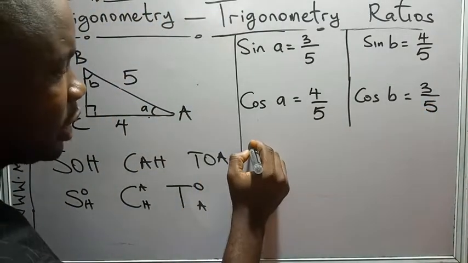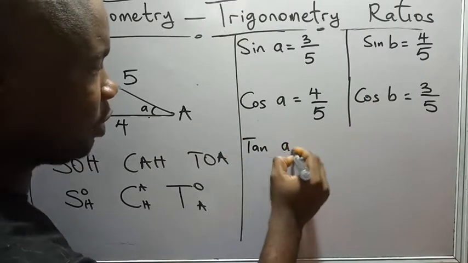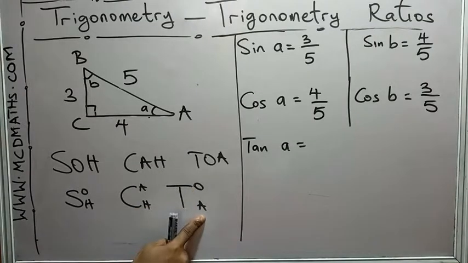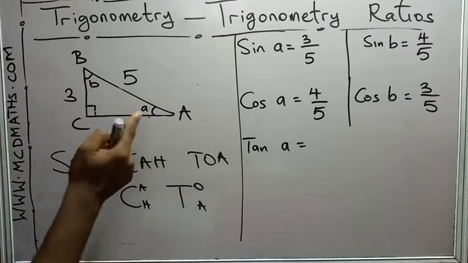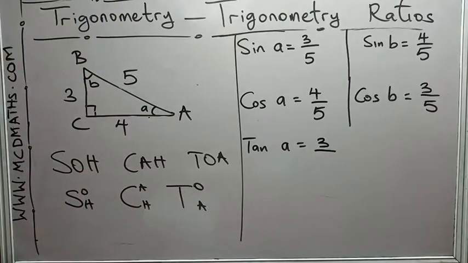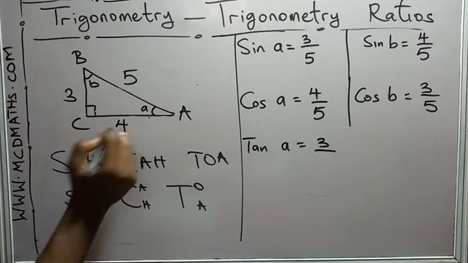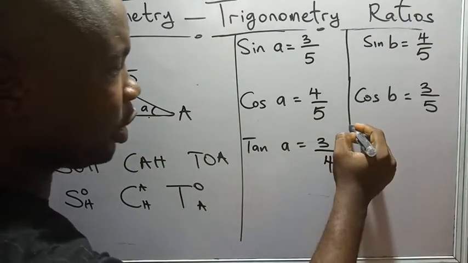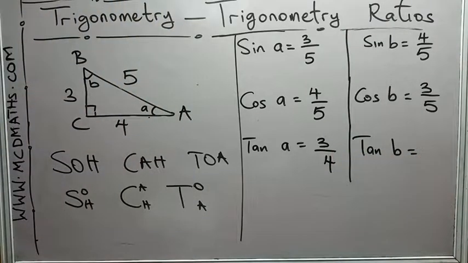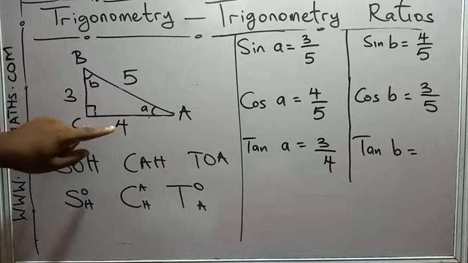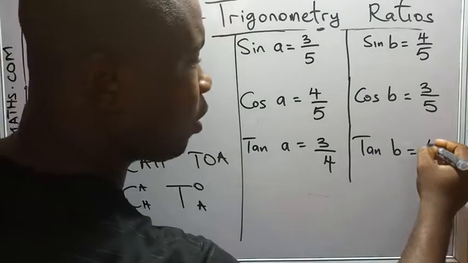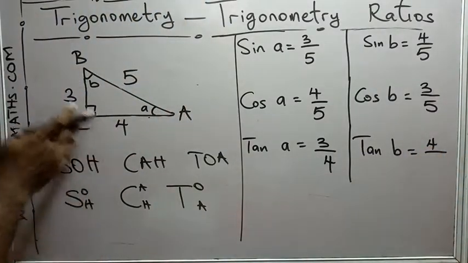Now the next is tan A. Now for tan A, tan is opposite over adjacent. So let's start with tan A. Tan A, the opposite is 3 over the adjacent. The adjacent is 4. Okay? Now for tan B. For tan B, it is opposite over adjacent. The opposite is 4 over the adjacent.